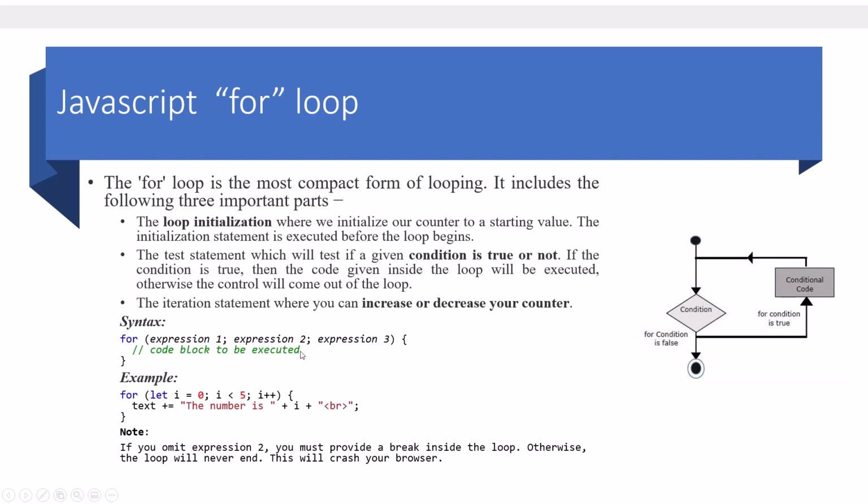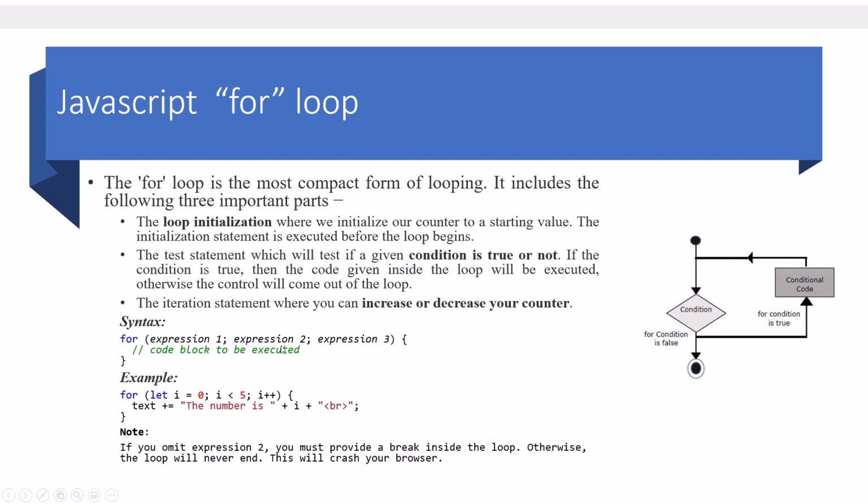And the second expression is the test statement, which tests whether a given condition is true or not. Here the condition is checked, meaning if the condition is true, then it will execute the for loop, and if not, it will come out of the for loop. If the condition is true, the code inside the loop will be executed, otherwise the control will come out of the loop. And the third expression is the iteration statement, where you can increase or decrease your counter for the next round of the loop.